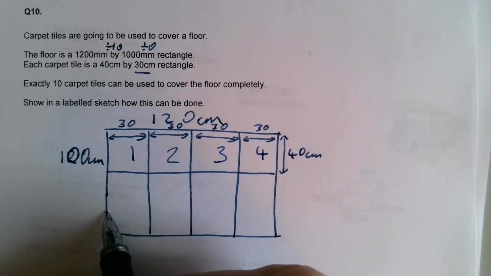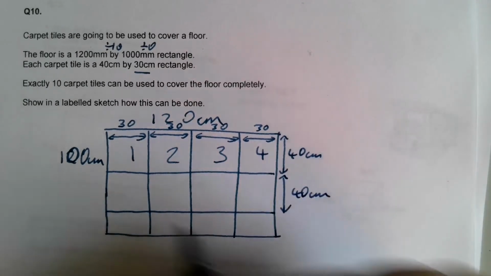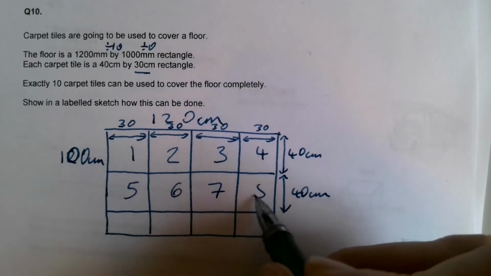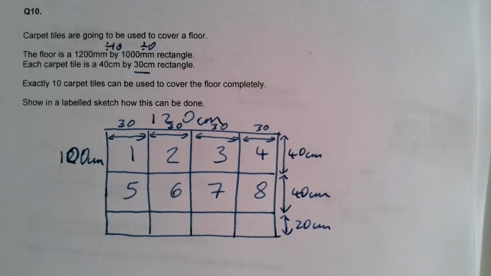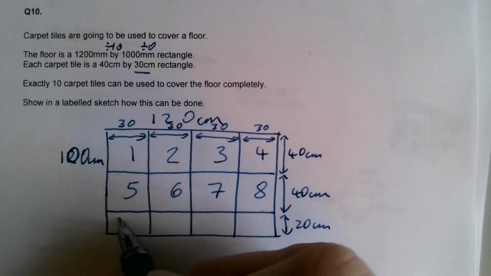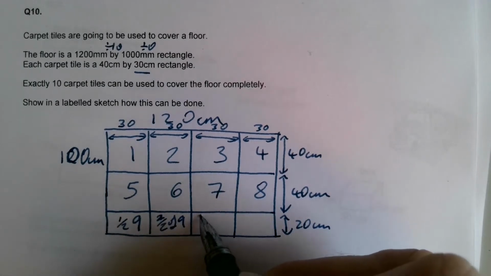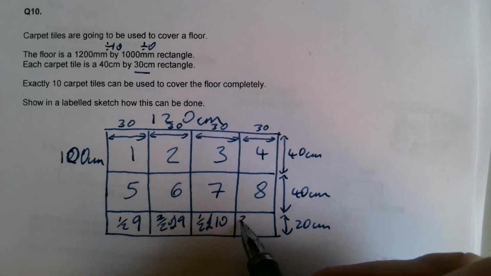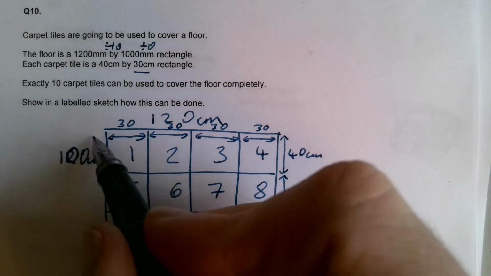We can do a second row of those, another 40 centimeters, 5, 6, 7 and 8, and then we're going to have 20 centimeters left over. Well, that's half a tile, isn't it? So we've got 1/2 of 9, the second half of 9, 1/2 of 10 and the second half of 10. So that's one way that shows it. The other ways you could show it, but you need to have a sketch that is showing all 10 tiles on that floor.